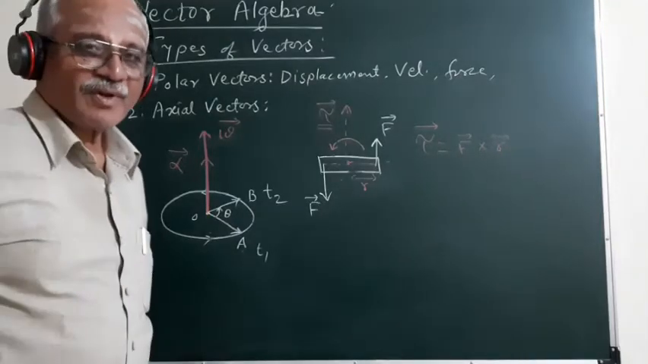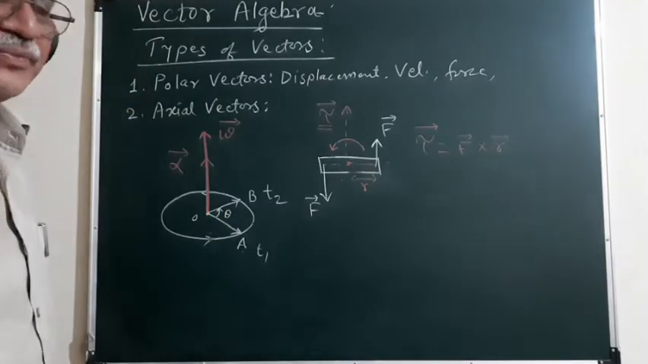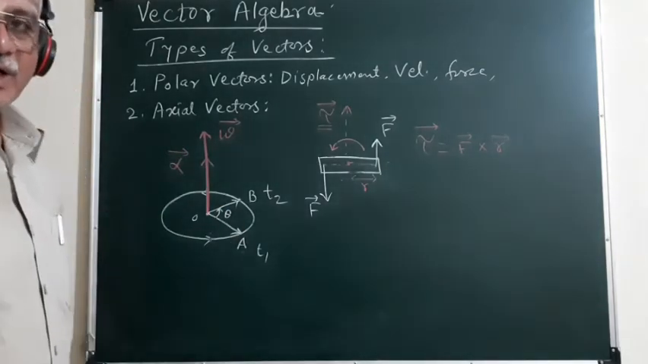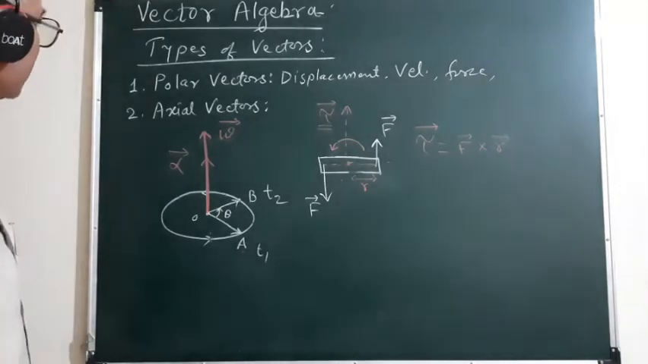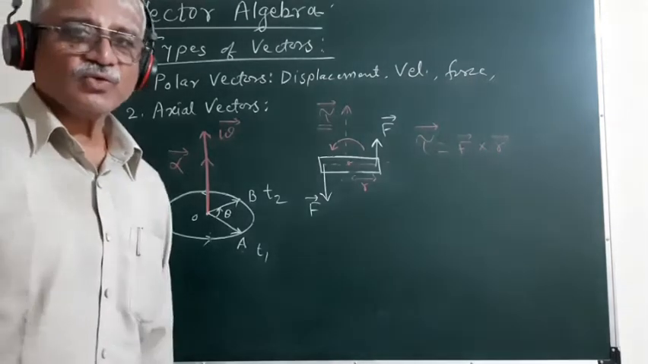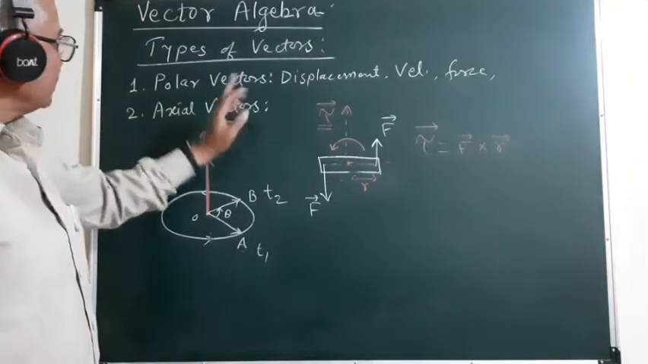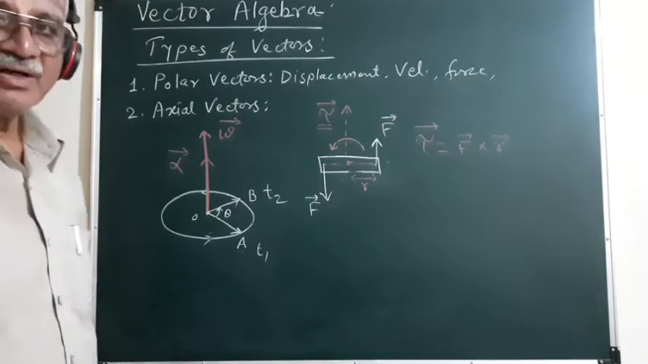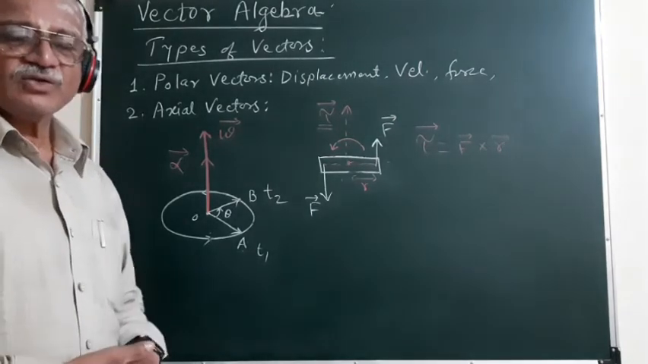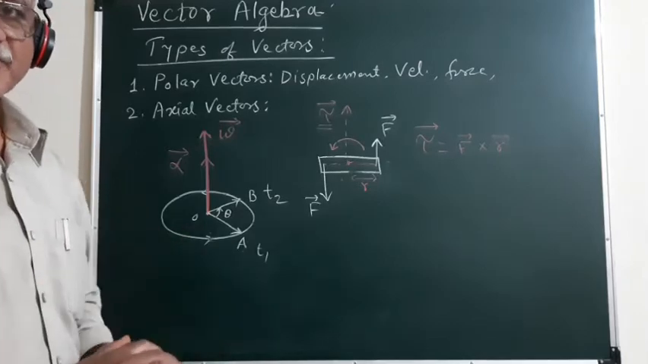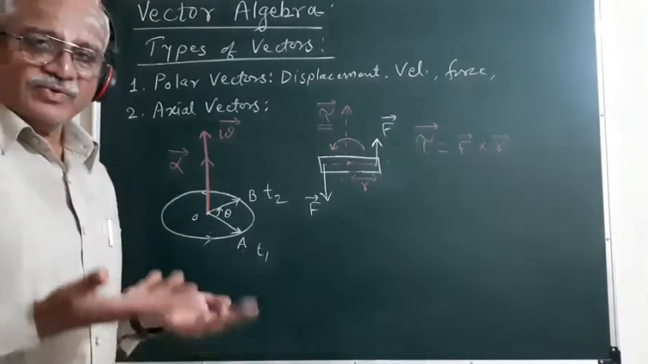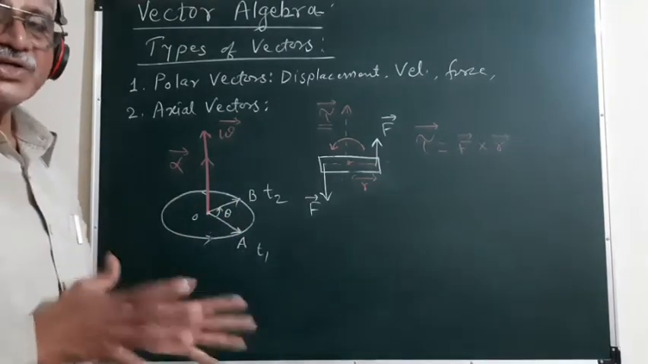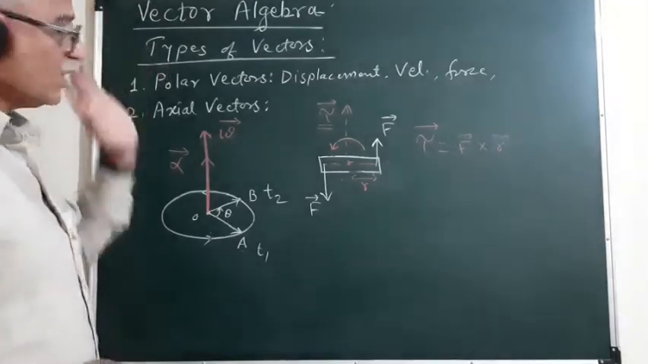Good morning. In the last video, we were discussing the types of vectors. We have seen that vectors are classified into two classes. The first one is the polar vectors. The vectors which are found to be directed towards a certain specific direction, which is the direction of the physical quantity that we are considering, such vectors are called polar vectors.